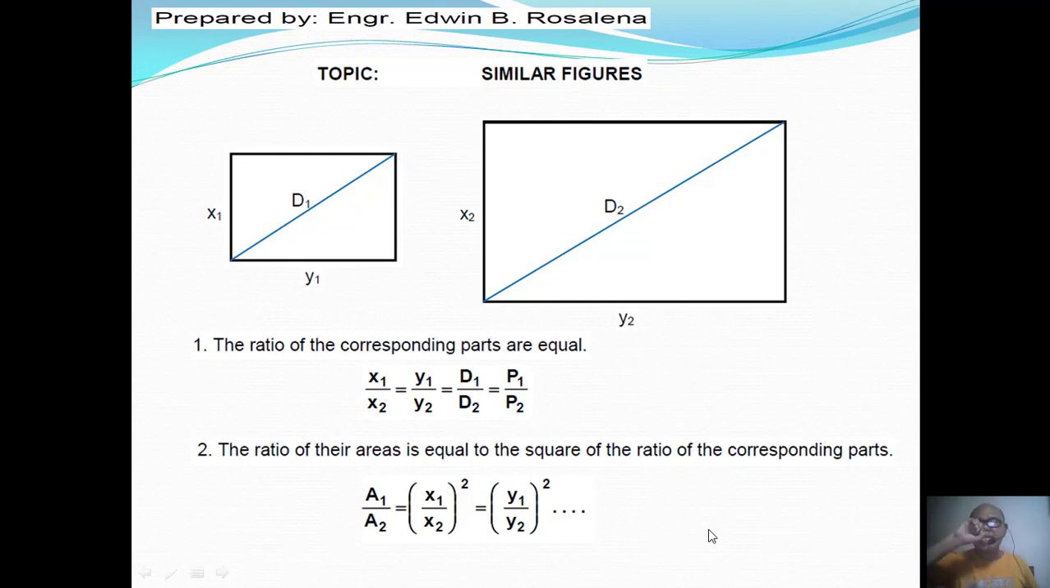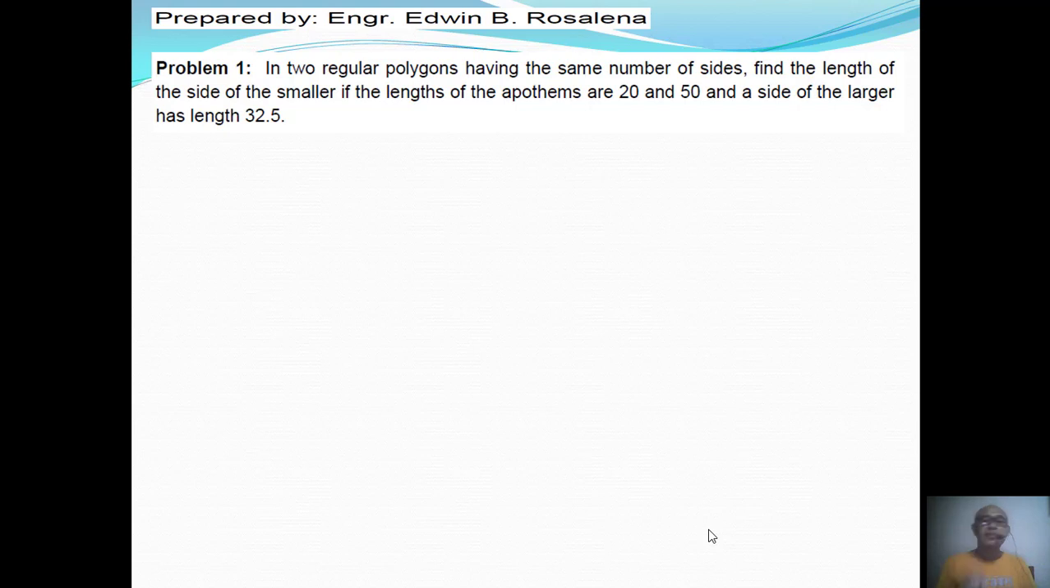Okay? Sige. So, we will solve problem 1. In two regular polygons having the same number of sides, find the length of the side of the smaller if the lengths of the apothems are 20 and 50, and a side of the larger has a length 32.5.